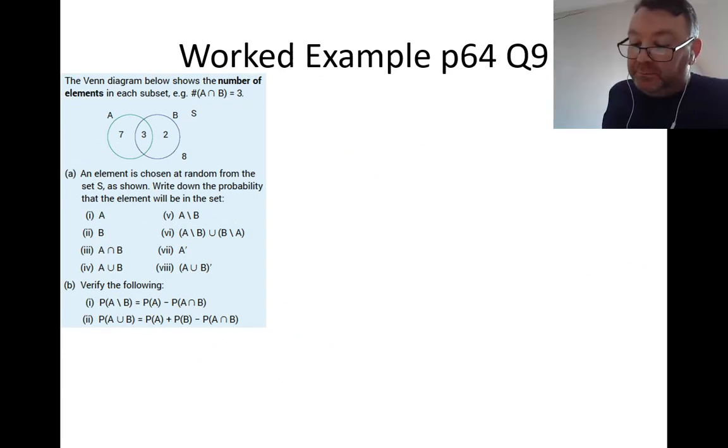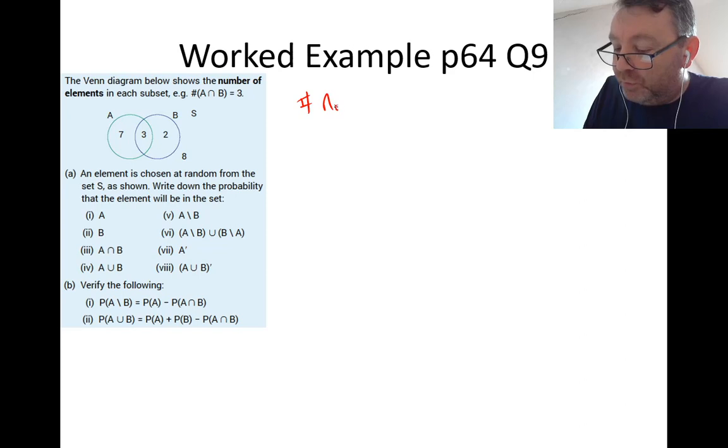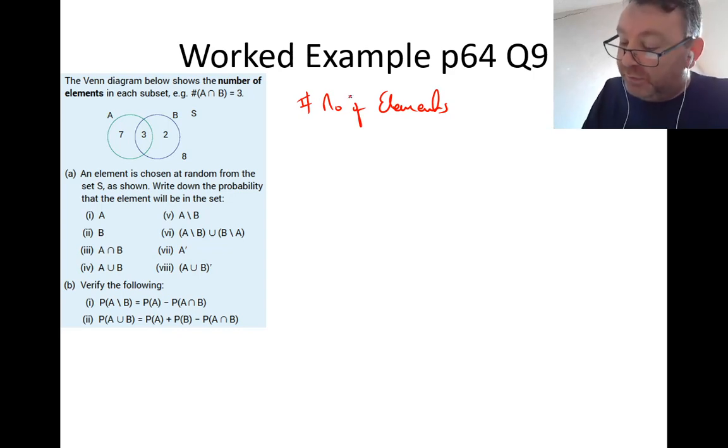The Venn diagram below shows the number of elements in each subset. So for example, the number of elements, remember that symbol? That symbol there just means the number of elements. When I'm doing this with the first years, I always tell them, when you see that symbol, you count. Just count the number of elements in a given area. So for example, the number of elements in A intersection B is 3. There it is. The intersection's in the middle.